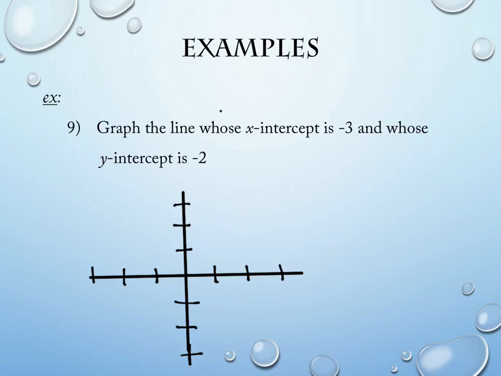So this is what I'm going to mark. It says my x-intercept is -3. So x-intercept is -3 means that it crosses the x-axis at -3. And then my y-intercept is -2 means it crosses the y-axis at -2. So these are the 2 points that I'm described to have. And then I'm supposed to connect them with a line, just like on the other problems.